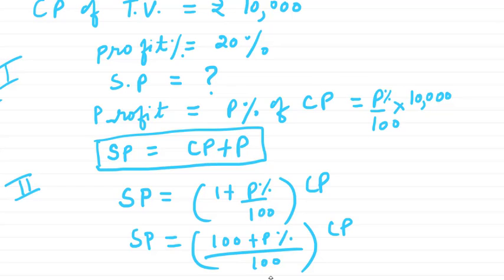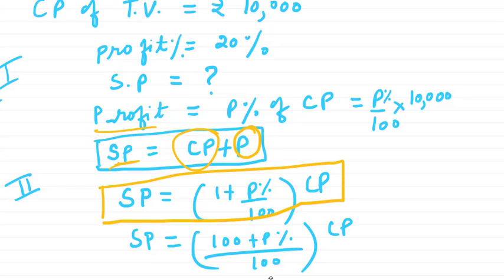In the first method, first you need to find the profit, and after getting the profit, you add this profit to the CP and you will get the SP. But in the second method, you just need to remember this formula, this one or the later one. Both are the same. You just put the values here and directly get the answer. Now let me show you both the methods.